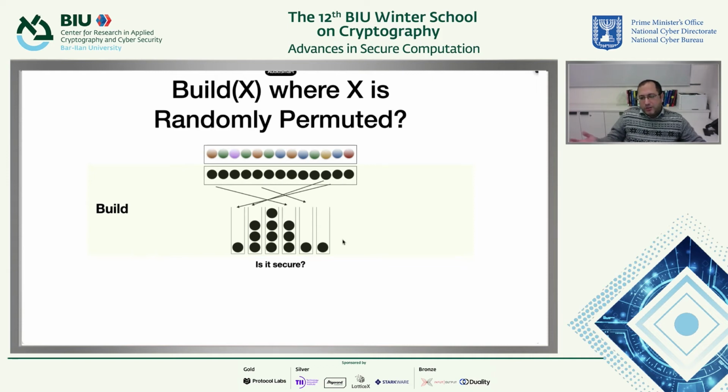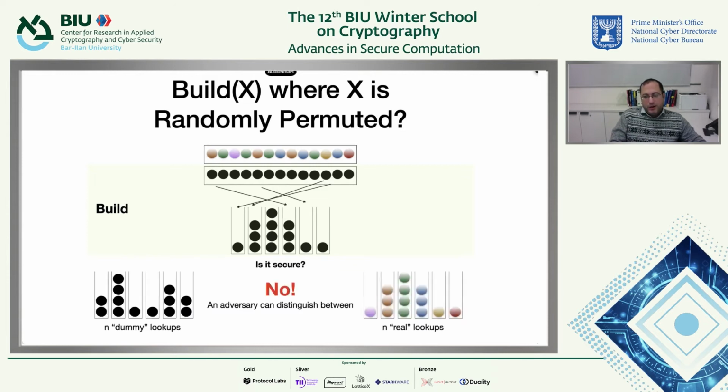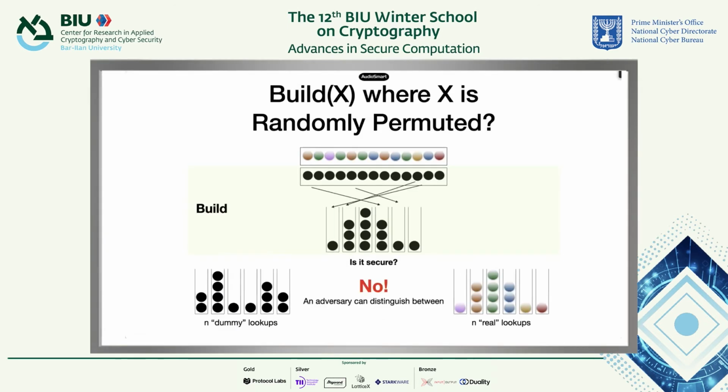And I can also simulate that. The simulator can take the build. The build procedure will be just to take n balls and throw them randomly into n over log squared n bins of size log squared n each. Okay? But even though the build is simulatable, the entire construction is not secure.